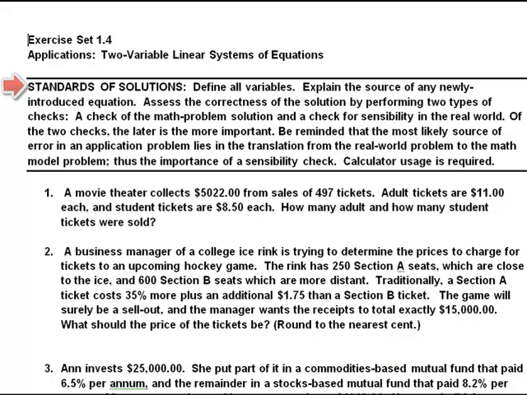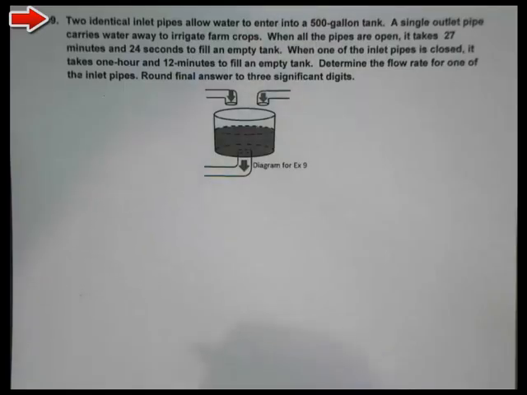Calculator usage is required. Exercise 9. Two identical inlet pipes allow water to enter into a 500-gallon tank. A single outlet pipe carries the water away to irrigate farm crops. When all the pipes are open, it takes 27 minutes and 24 seconds to fill an empty tank. When one of the inlet pipes is closed, it takes 1 hour and 12 minutes to fill an empty tank. Determine the flow rate for one of the inlet pipes. Round final answer to 3 significant digits.